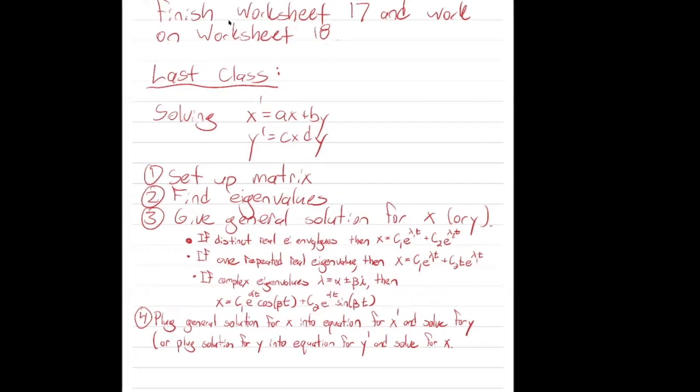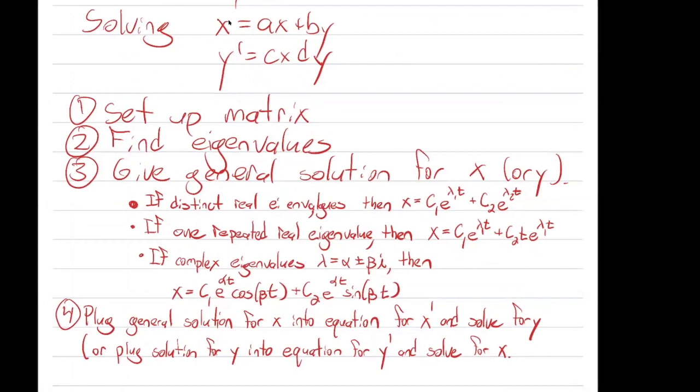And we're going to use the same general solutions that we used with second order differential equations, namely if we get distinct real roots, then we have the sum of exponentials. We get one repeated real root, and we put this t in front of the second term. And if we have complex eigenvalues, then we've got the exponents and the trig functions.